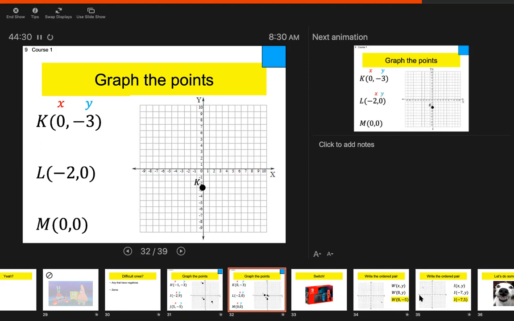On this one, I'm going to the left two. How far am I going up or down? Zero. Nothing. I'm not going to move up and down at all. So I'm just going to go left two and stop.